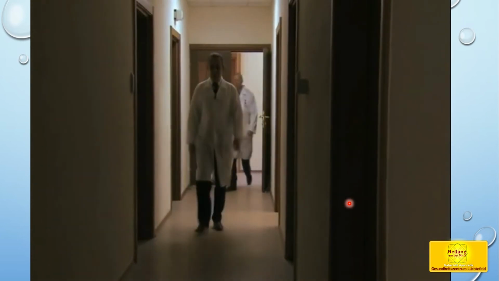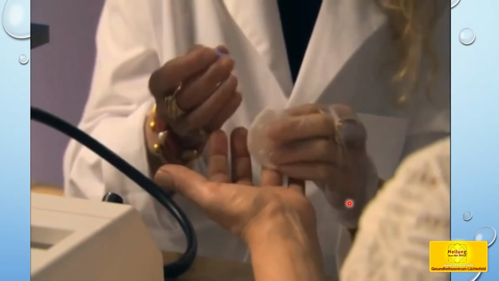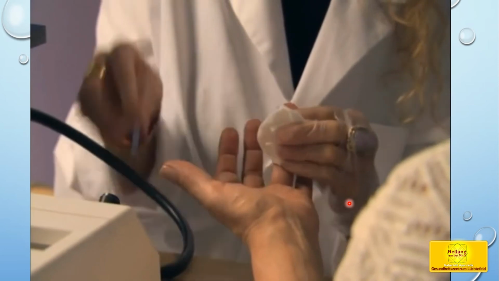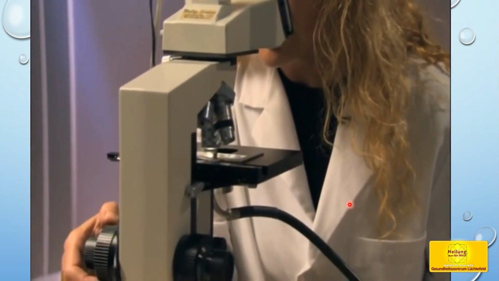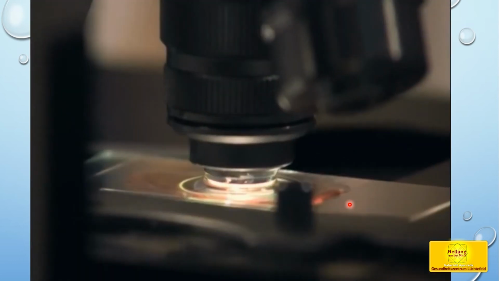Let us see how this type of water affects human blood. The doctor is drawing blood from a patient's finger. Using a special microscope, we shall be able to see the condition of her body from this drop.